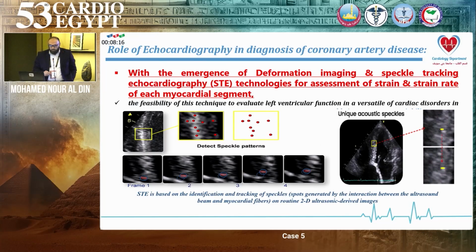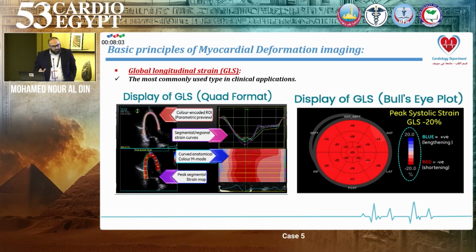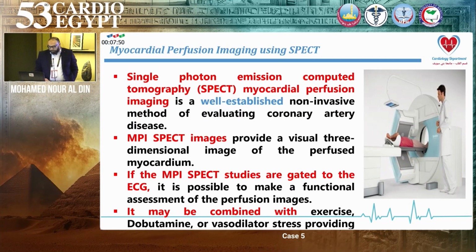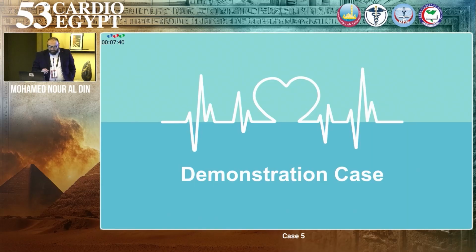So, what can deformation imaging add? Deformation imaging with speckle tracking may be a feasible technique, being more or less not operator dependent. And the display of global longitudinal strain is more or less like the polar mapping we usually use in nuclear cardiology. On the other hand, we have myocardial SPECT. It's a well-established, non-invasive method for evaluation of coronary heart disease. So, let's see our cases.